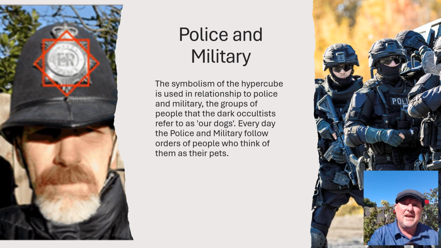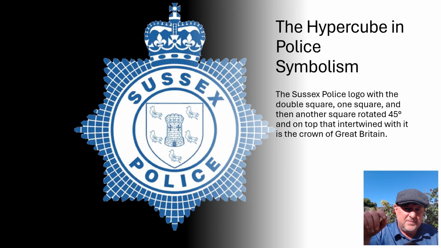Symbolism as the hypercube is most often used in relationship to the police and military. The groups of people that the dark occultists refer to as our dogs. Every day, police and military follow orders of people who think of them as their pets, and they have no idea about this. To take one police department as an example, the Sussex Police Department logo is the double square, one square on top of another, rotated at 45, and on top of that, intertwined with it, is the Crown of Great Britain. They are not upholding people's rights, but the divine right to rule.